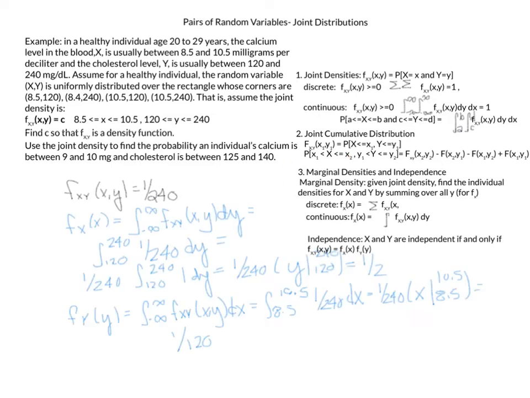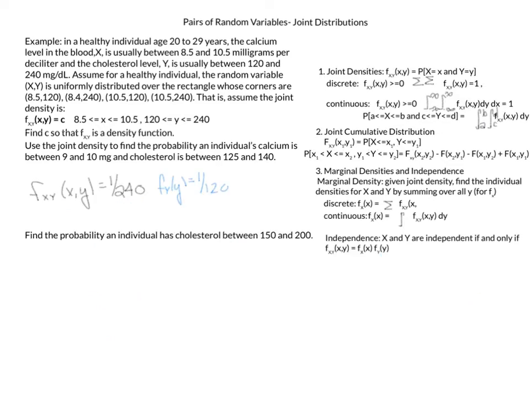So now to do my marginal density for x, I'm going to integrate over all possible values of y, which is 120 to 240, my joint density function, dy. So I do my integration and I get 1/2. That's again my marginal density of x. My marginal density of y, I integrate over all values of x and I get 120.